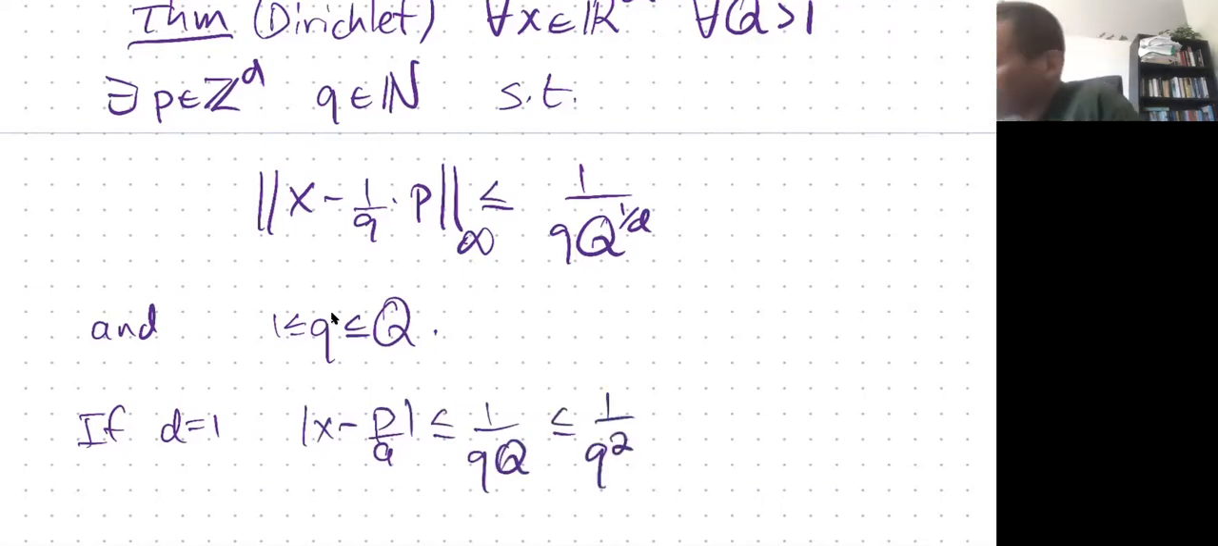If I use this inequality and plug it in to replace this Q, I get that for every real number x, you can find a rational number p over q such that the distance between x and p over q is smaller than 1 over q squared. So that's a classical, easy result in diophantine approximation.